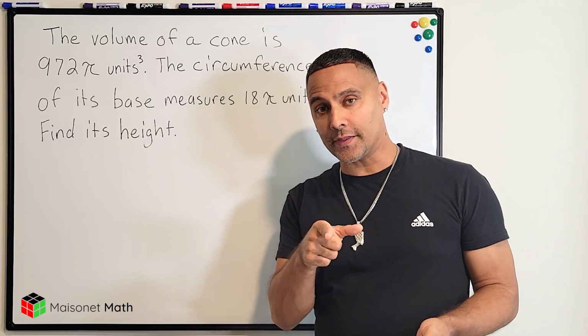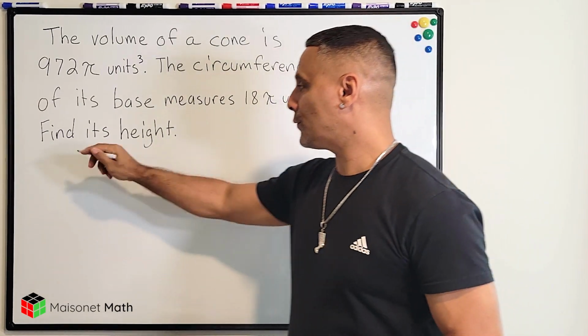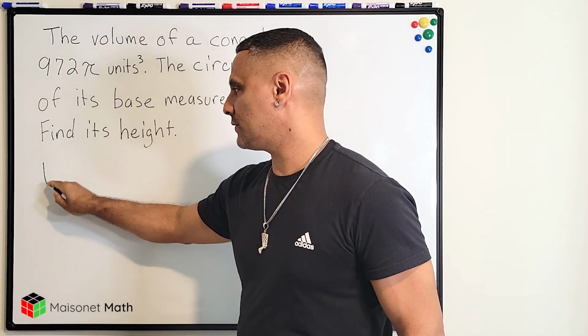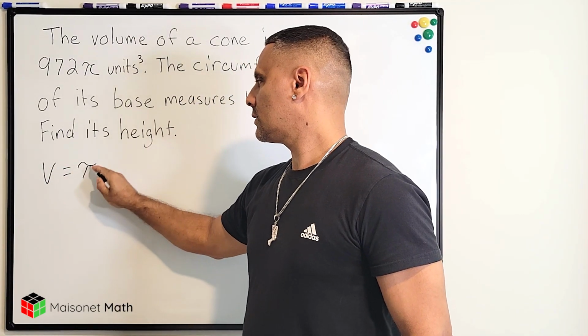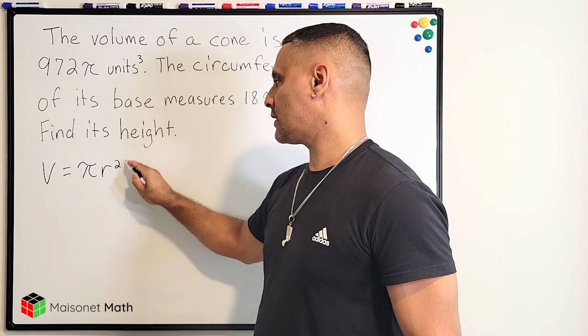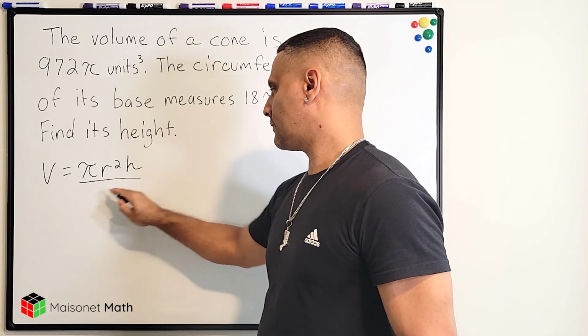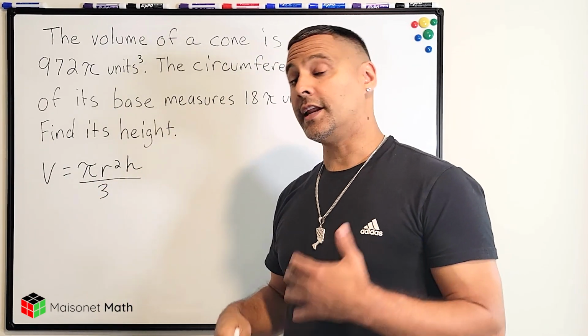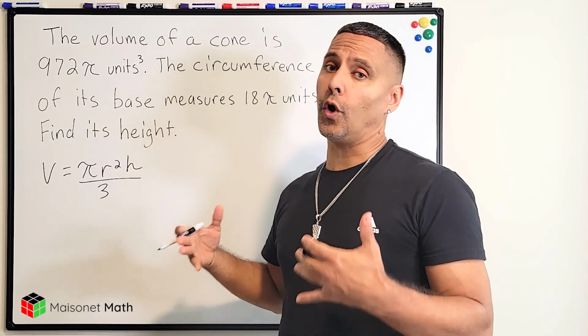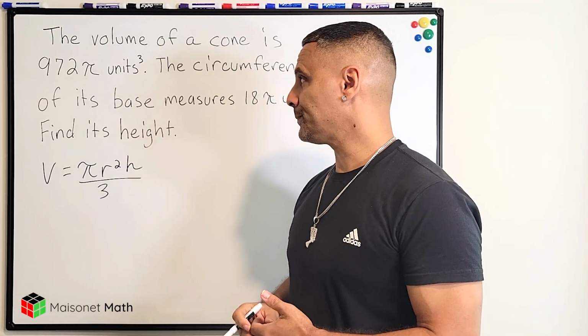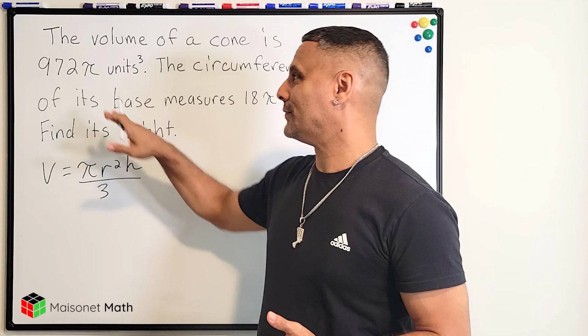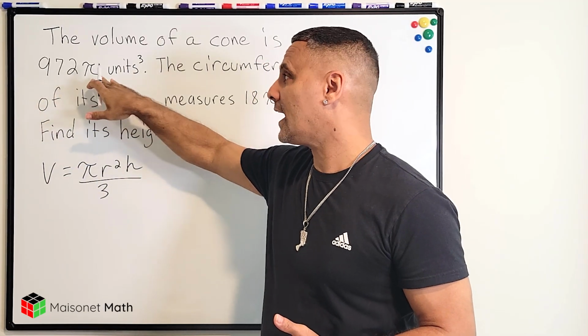All right, so the first thing that we're going to do is write the formula to find the volume of a cone, which is V is equal to pi times radius squared times the height divided by 3. Next, we're going to substitute all known values into our equation. It is given in the problem that the volume is 972 pi cubic units.